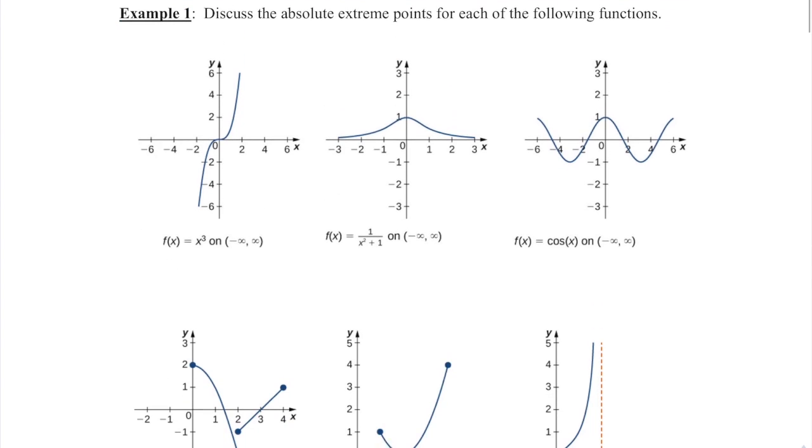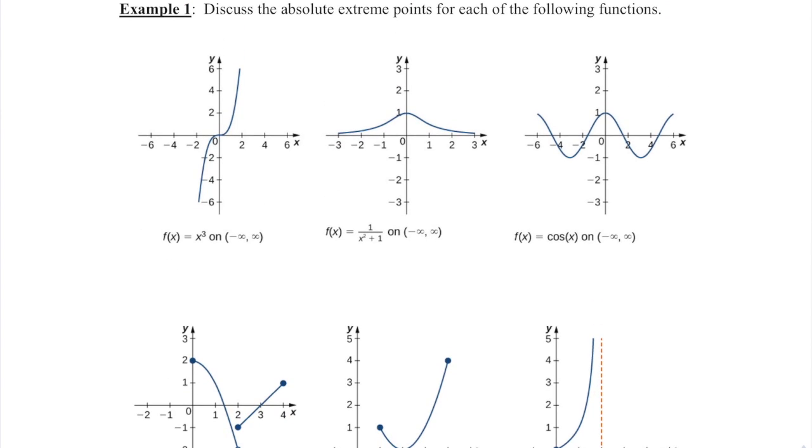So in example 1, let's just look at these graphs. I've written below what the functions are just for reference, but these are just from your book. We're just trying to find the absolute extreme points for each of these functions. So an absolute extreme point is a point that's either higher than or at the same y value as all the other points on the graph.